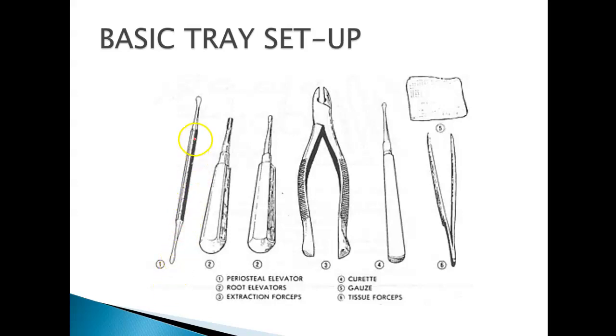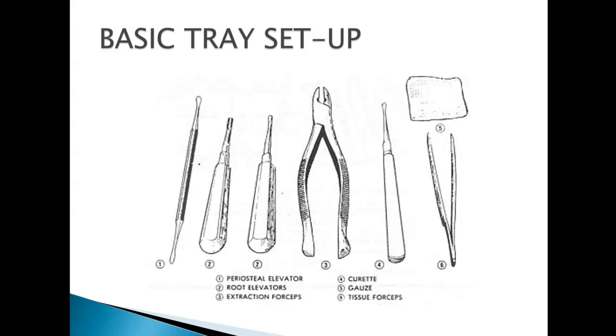So here, number one, we have the periosteal elevator. We know it's a double-ended instrument. This here would be the handle. This area here would be the shank. And then, of course, the area that we're going to be putting into the mouth and that's going to be doing the work is called the working end. So this is what instruments consist of, and all instruments are the same way. Some are double-ended and some are only single-ended.